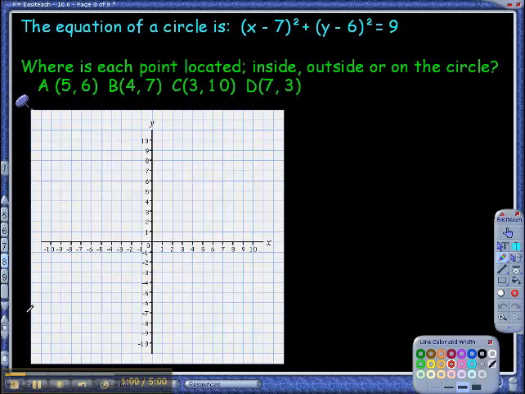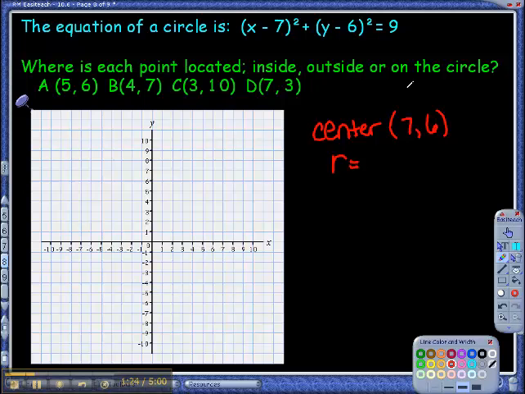For this last example, they've given us the equation, so we could go ahead and graph that circle, and then they ask us where each of these different ordered pairs would be located, inside, outside, or on the circle. So let's go ahead and let's first graph our circle. Its center would be at positive 7 and positive 6, again because we're doing those opposites, and the radius, the square root of 9, would be 3.